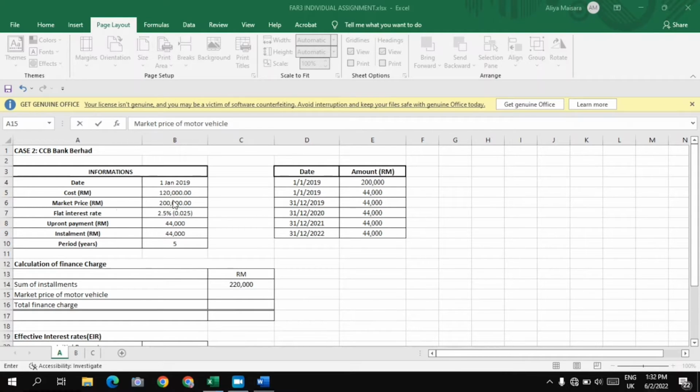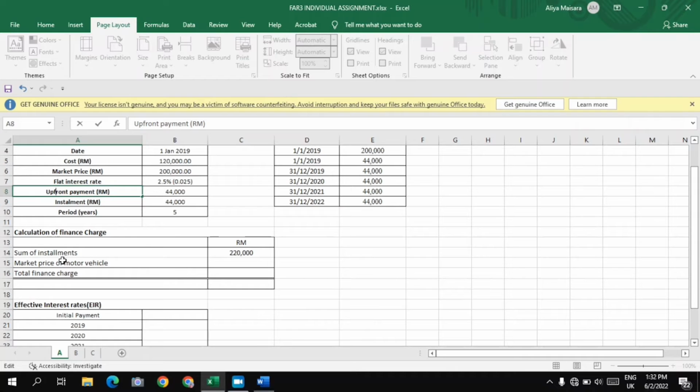This is the market price of the motor vehicle and the upfront payment of the motor vehicle, which is 44,000 ringgit, and the installment each year, which is also 44,000 ringgit. To calculate the finance charge, we must total the installment for the period of 5 years. To get the total, we multiply the 5 years by the installment, which is 44,000, and we will get 220,000, and the market price of the motor vehicle is 200,000.